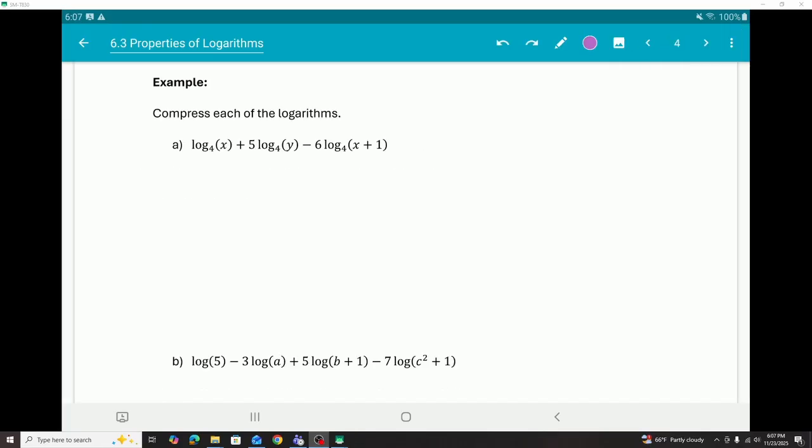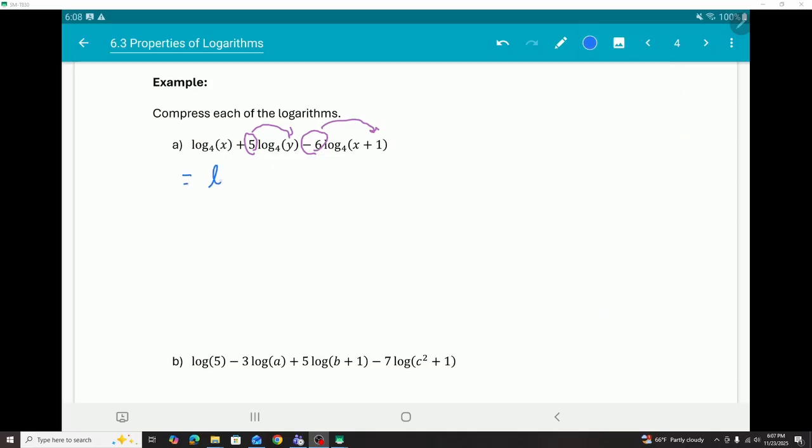So the first example we're going to look at is this idea of compressing the logarithms. So in other words, we want to smush them together. So how are we going to smush these logs together? First rule is log rules only work if there's no number in front. So we've got 5, we've got -6. Minuses are okay, but definitely no 6. So our first step is to use the power rule of log to put these in the power.